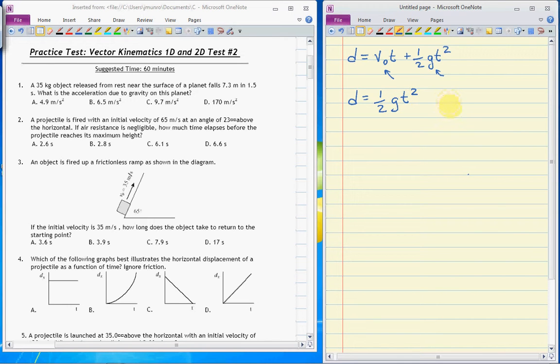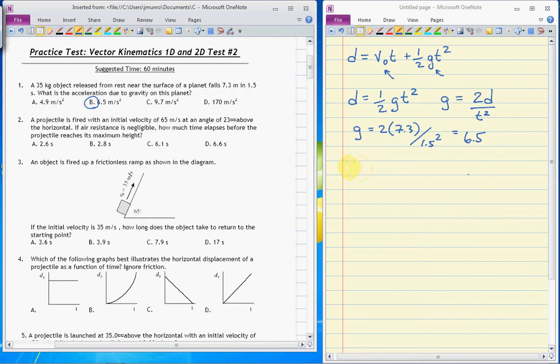And this leads us to be able to rearrange for g, getting that g is equal to 2 times d divided by t squared. Once we plug in the values, g is equal to 2 times 7.3 divided by the time, 1.5 seconds squared. We will get our final answer of 6.5. I pick B then.